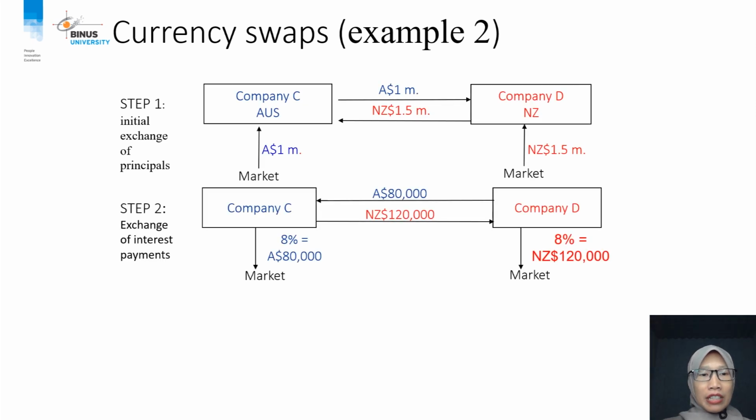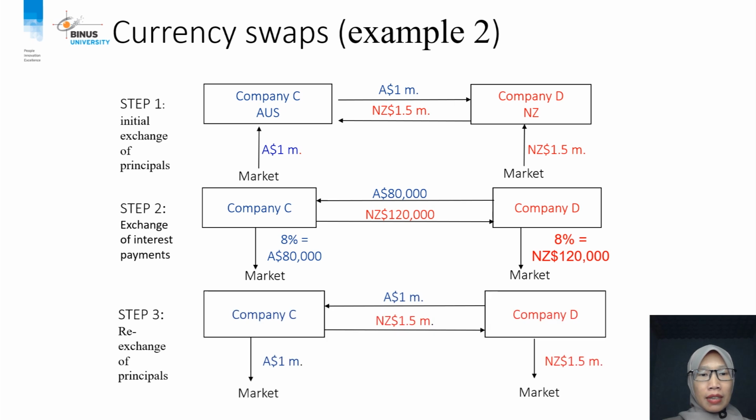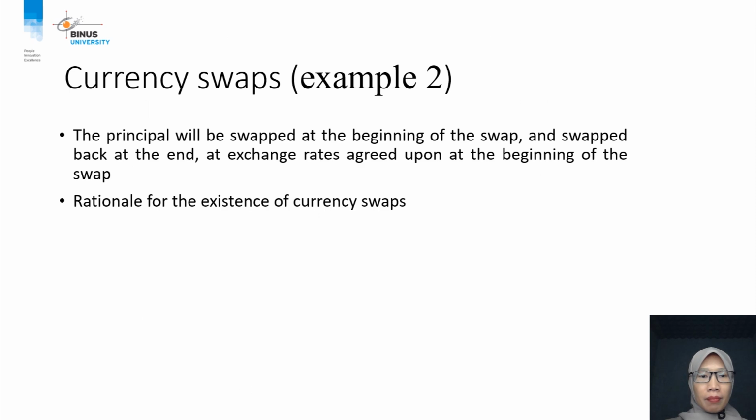So these are the steps that must be completed. First, initial exchange of principals. Second, exchange of interest payments. And the last step is the re-exchange of principals. The principal will be swapped at the beginning of the swap and swapped back at the end at exchange rates agreed upon at the beginning of the swap.